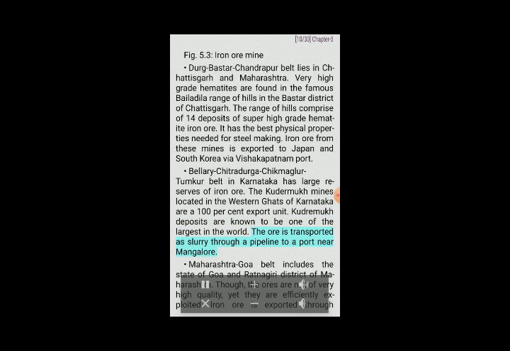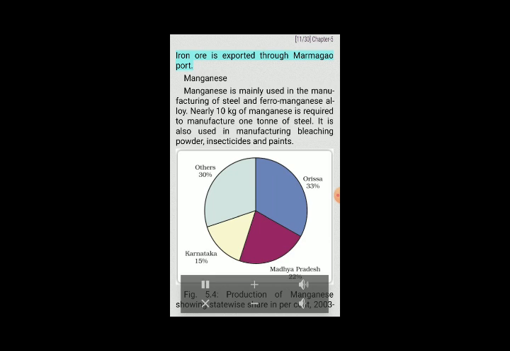Kudremukh deposits are known to be one of the largest in the world. The ore is transported as slurry through a pipeline to a port near Mangalore. Maharashtra Goa belt includes the state of Goa and Ratnagiri district of Maharashtra. Though the ores are not of very high quality, yet they are efficiently exploited. Iron ore is exported through Marmagao port.